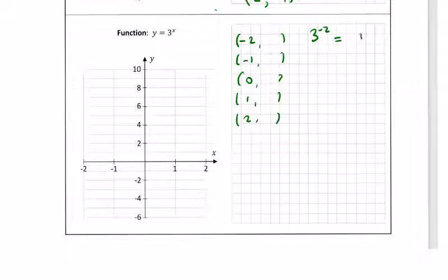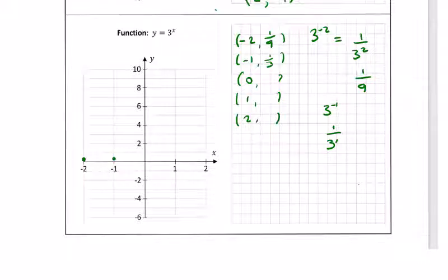If you don't want to use a calculator, this is 1 over 3 to the power of 2, or 1 over 9, which is 0.11111. So when x is minus 2, it's just above the line. It never touches the line. So 1 over 9, I'll just write in here for ease of use. 3 to the power of minus 1 is 1 over 3 to the power of 1. So 1 over 3, 0.333, nearly halfway up.